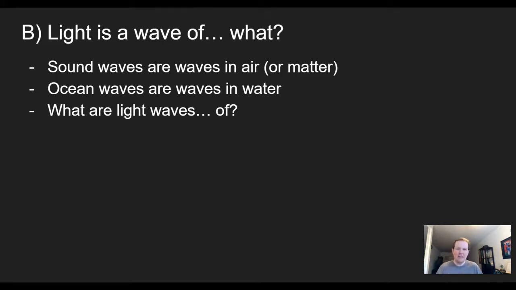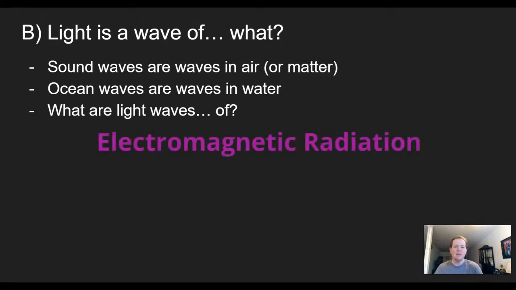And maybe you learned that light doesn't need a medium to travel through, right? Light can travel in outer space, and that's true, but that doesn't mean that it doesn't cause a disturbance of some kind. So what is light a disturbance of? Maybe you didn't learn this before. I'm going to bring you back to this word we saw in the last video, electromagnetic radiation.